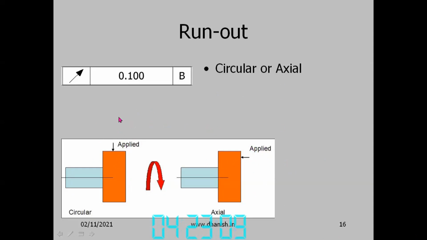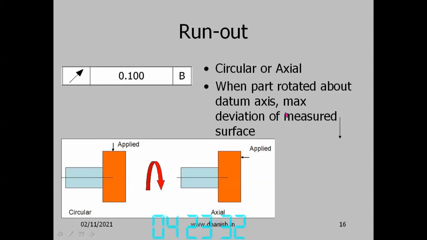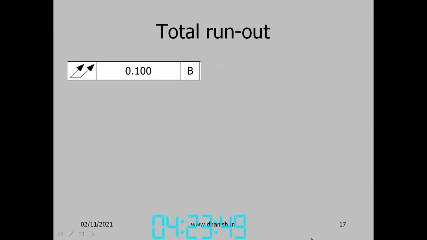This is circular runout. So imagine a dial gauge placed over here, and this workpiece is rotated. The total up and down movement should lie within 0.1. So that is the runout tolerance. It is the total movement, including both up and down movement. Okay, so that is when the part is rotated about the datum axis. So you locate the workpiece about the axis of the datum and rotate, and then the total up and down movement of the tolerance surface should lie within this. This is the maximum surface.